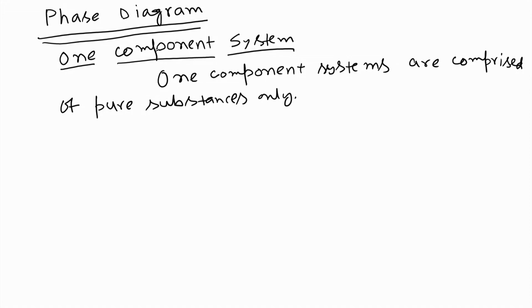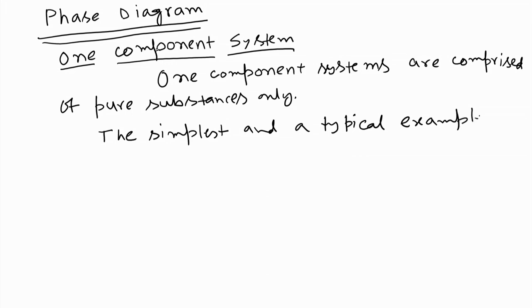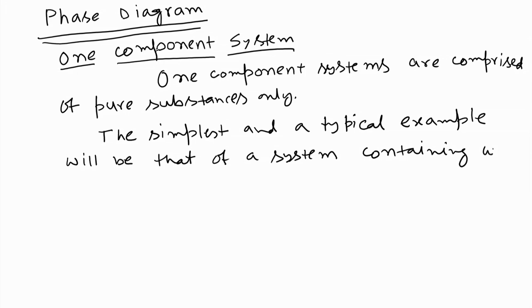For example, water. Okay. So, the simplest and a typical example will be that of a system containing water, right? So we will discuss phase diagram of water. Okay.